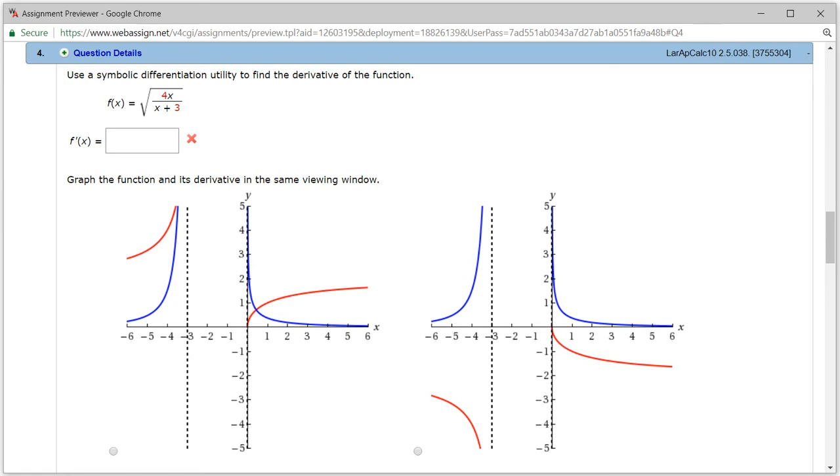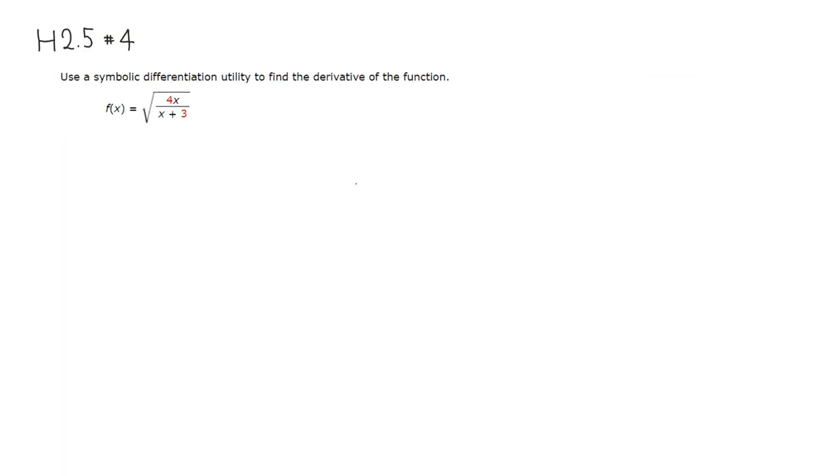Alright, let's look at the Hallmark 2.5, problem number 4. Let's find this derivative. When we want to take the derivative, actually I don't like the square root there, so I'm going to rewrite it as 4x over x plus 3, and write it as a 1/2 power. Alright, so let's take the derivative.